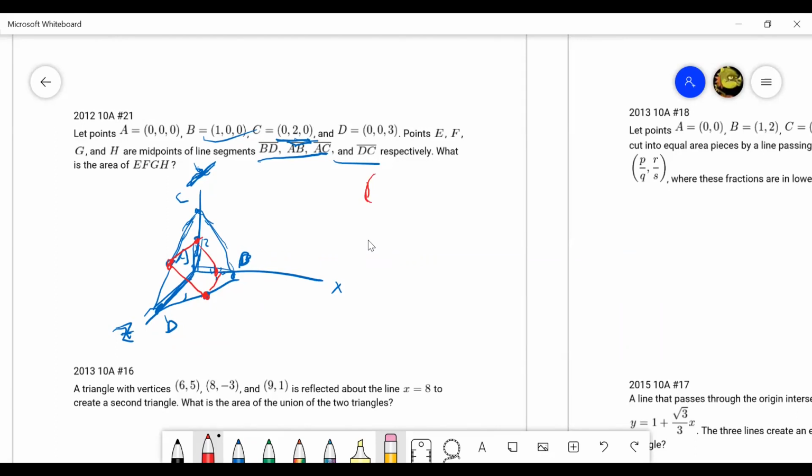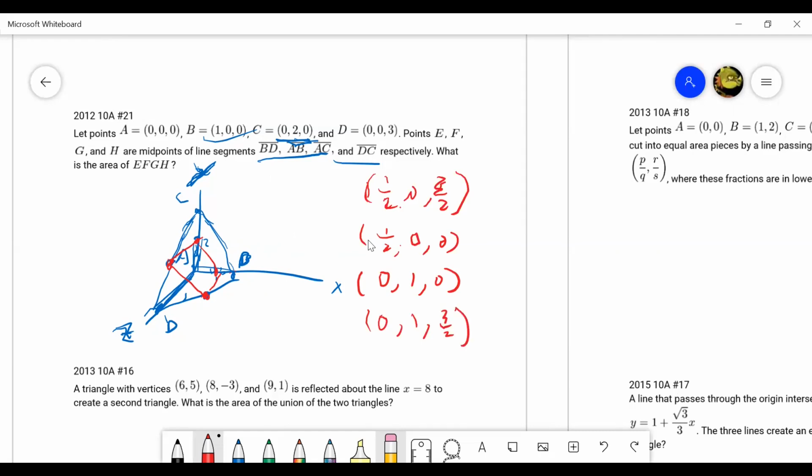So if we take BD, for example, (1, 0, 0) and (0, 0, 3), this midpoint is going to be (1/2, 0, 3/2). It's because the average of the x coordinates 1 and 0 is 1/2, the average of the y coordinates is 0, and the average of the z coordinates is 3/2. Right? And so for AB, this is going to be (1/2, 0, 0). For AC, it's going to be (0, 1, 0). And for CD, it's going to be (0, 1, 3/2).